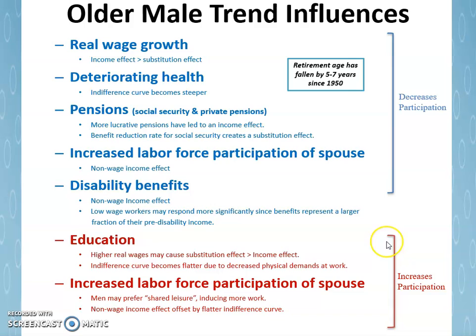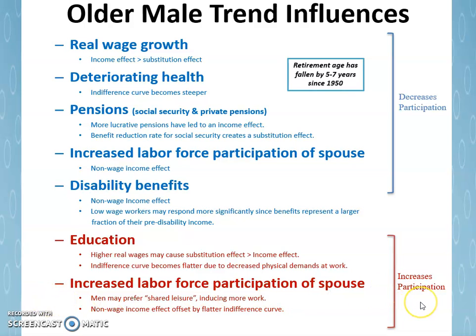Real wages go up over time, but those with laborious jobs and dangerous jobs, they respond to those higher real wages by leaving the labor force, decreasing participation. Whereas those with the formal education have more comfortable jobs, less dangerous jobs, and they respond by working more. In our model, this is illustrated by indifference curves that become flatter. Again, moving from a leisure lover to a workaholic.